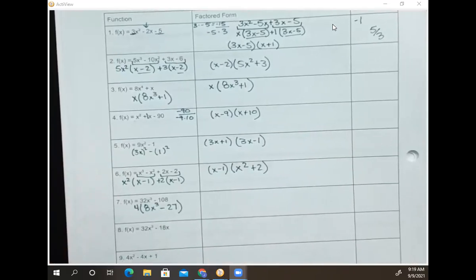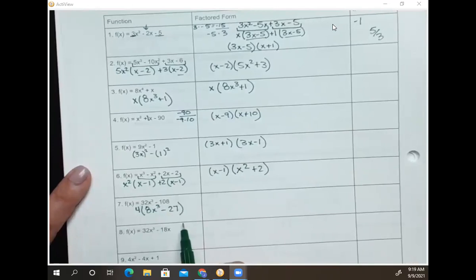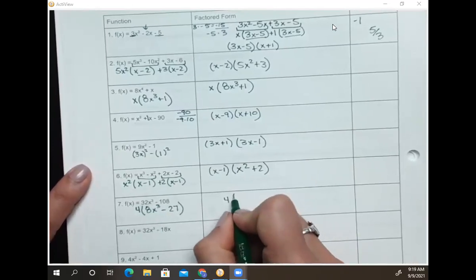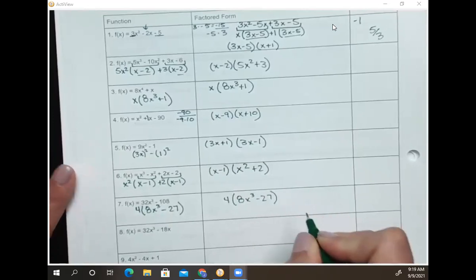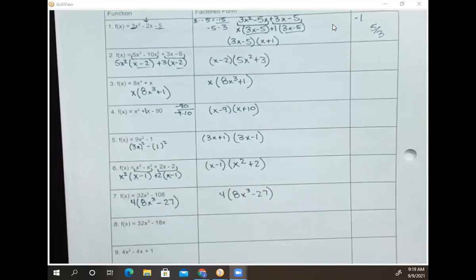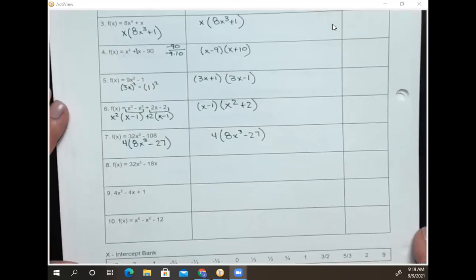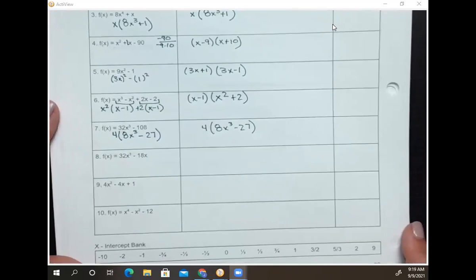So there is a way to factor this. You have to use a little formula. We're not going to worry about that for right now. We are just pulling out that GCF, okay? That's all we're going to worry about for right now. Check to see if you can factor it. We can't, so we're going to leave it like that. How about number 8?